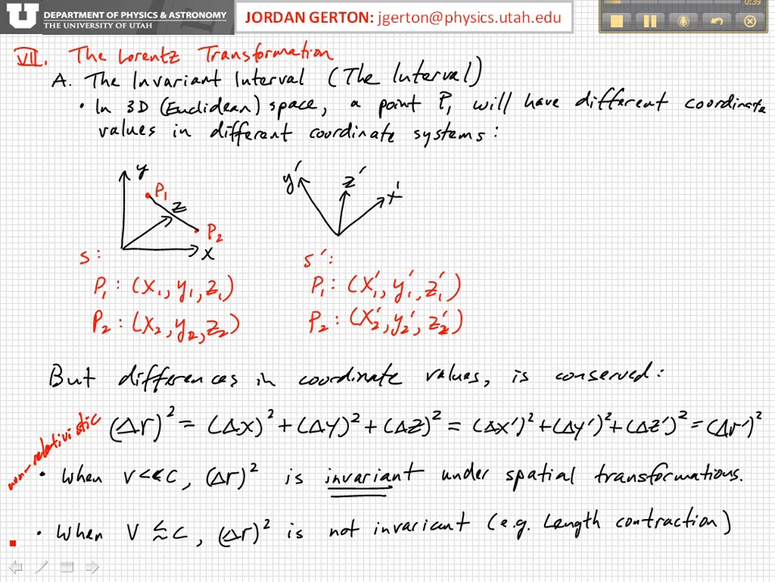In the relativistic case, that is, when the velocity is less than the speed of light but on the same order as the speed of light, then the transformation between different coordinate systems is not invariant. That is, delta r squared would not be a constant, and we've seen this already because we've discussed length contraction. That's just an example of that.